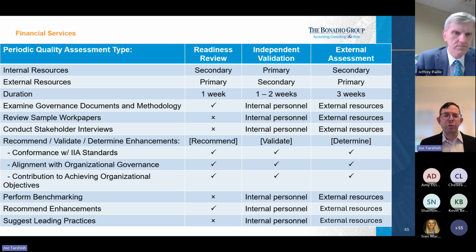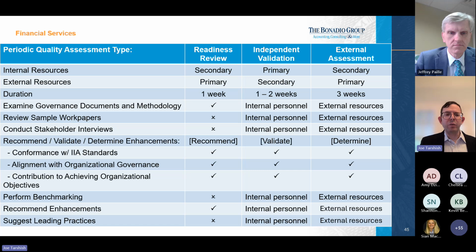Your readiness review will certainly have recommendations for enhancements. It probably will not take the time, at that point, it may not be done in the depth needed to suggest leading practices, but that can be an aspect of something you'd want to include. But again, you'll see the difference here between who does the work, between an independent validation or an external assessment.